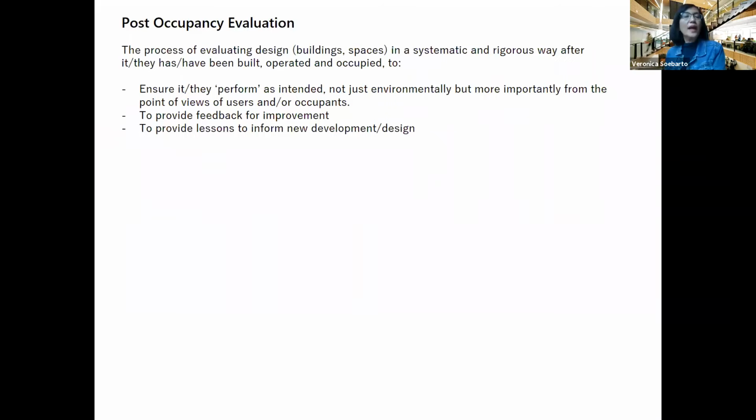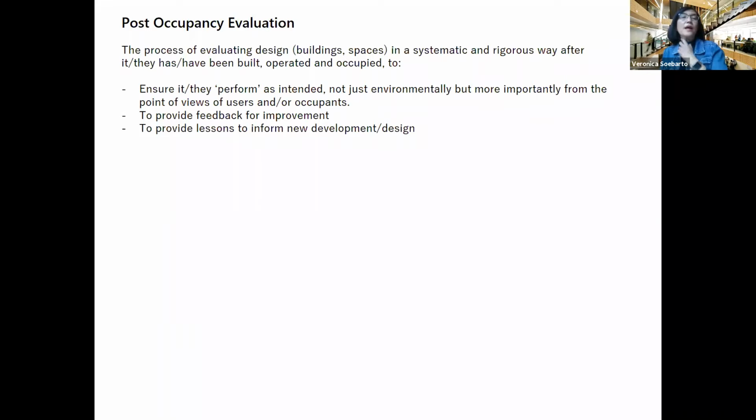One way of looking at it, and I'm not sure if Ibu Ofa is going to talk about it in her class, is something we call post-occupancy evaluation. Some of you probably would know this. Basically, it's evaluating design in a systematic and rigorous way after it has been built, operated, and occupied.